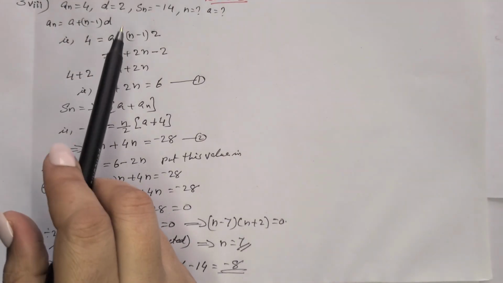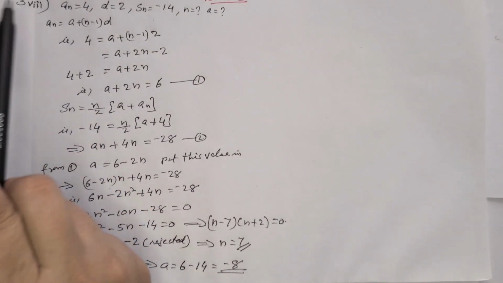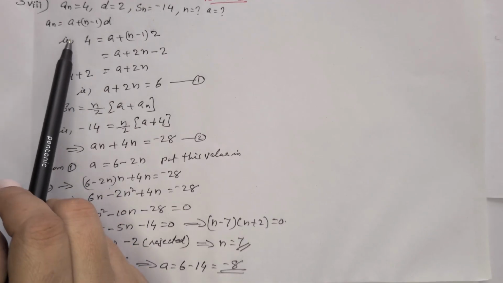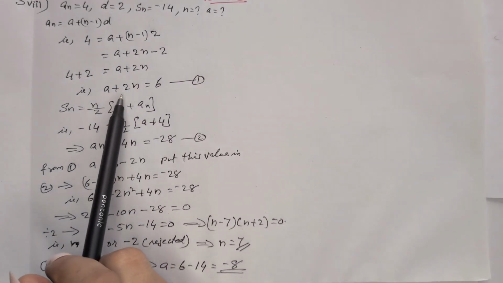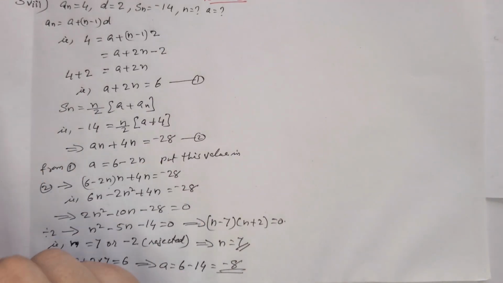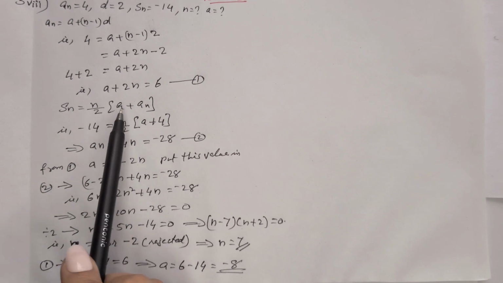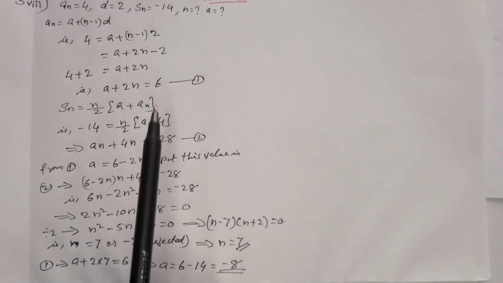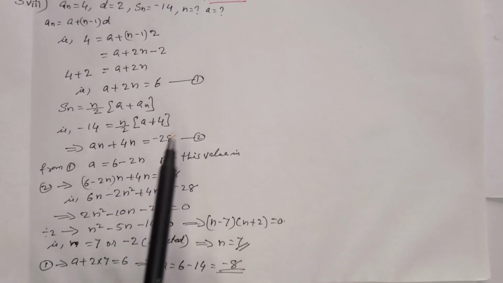Eighth one, an, Sn, d are given. We have to find n and a. The last term an is equal to 4, that is given. So in that formula we can substitute the value: 4 is equal to a plus n minus 1 into d. From that we will get the equation a plus 2n is equal to 6, equation number 1. Second, Sn is equal to minus 14. So minus 14 is equal to n by 2 into first term plus last term. The last term an is 4. From that we get the second equation, a plus 4n is equal to minus 28.